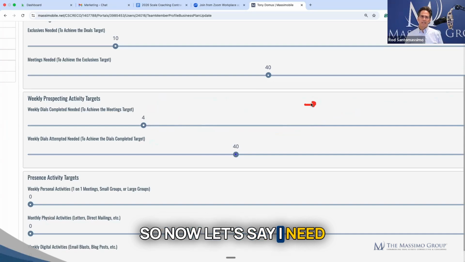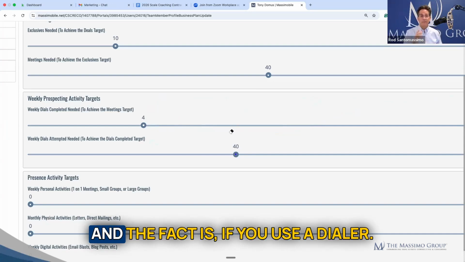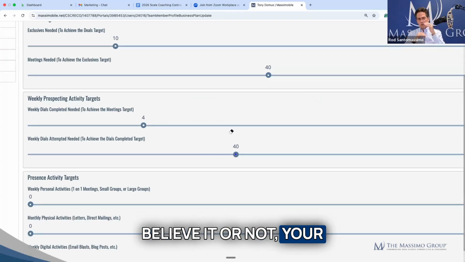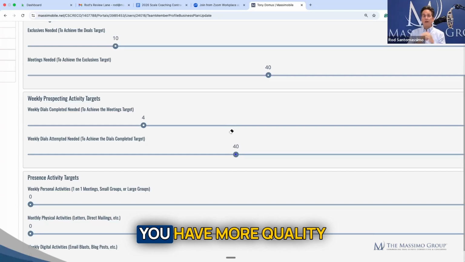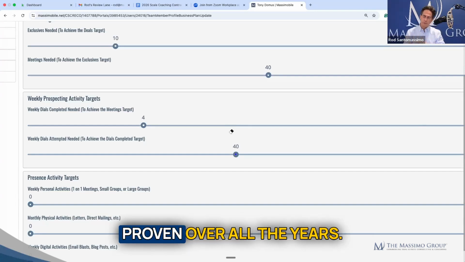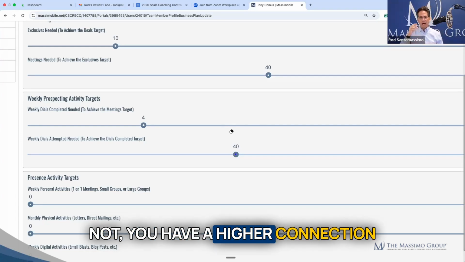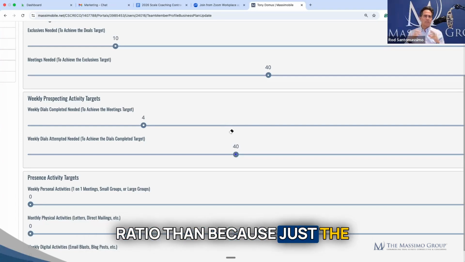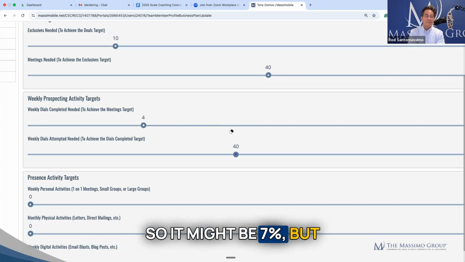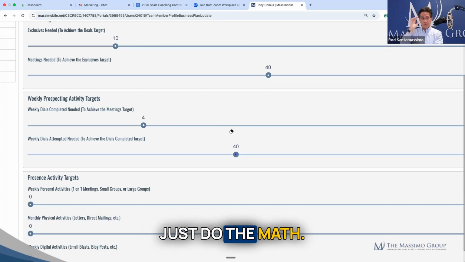So now let's say I need 40 conversations. Let's say it takes you 10 dials to talk to 1 person. And the fact is, if you use a dialer, and most of you should use a dialer, believe it or not, your conversion ratio goes down. You have more quality conversations, but the conversion ratio tends to go down. Historically, that's been proven all the years. If you're just dialing the phone yourself manually, you have a higher connection ratio, because the aggregate numbers just drop. It might be 7%, but 10% is here right now. Hope you're following this. Again, just do the math.